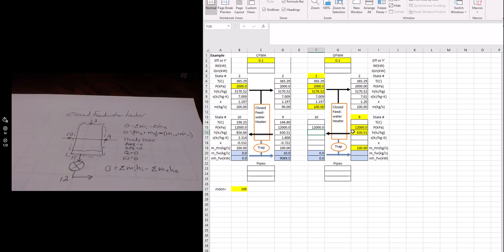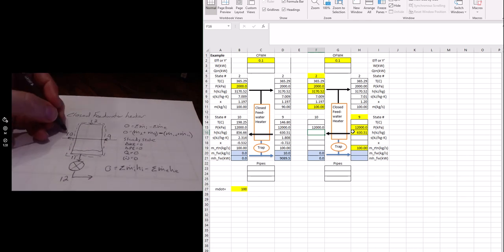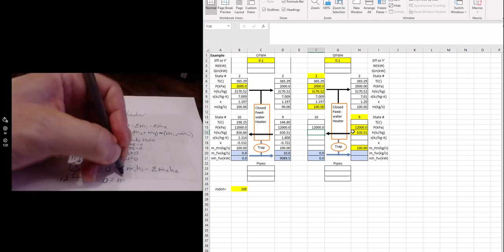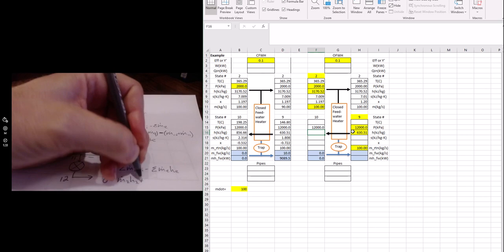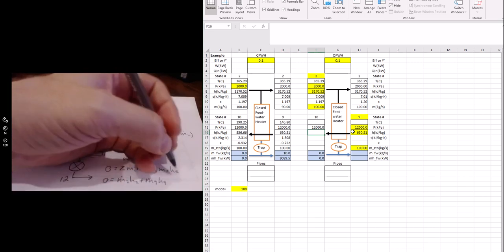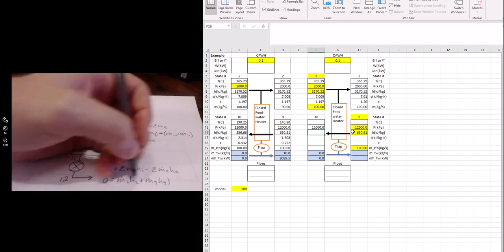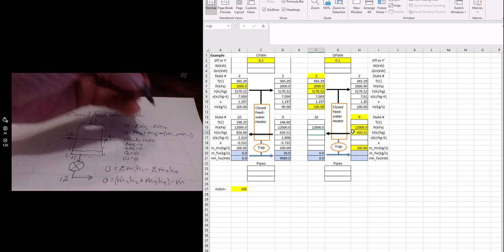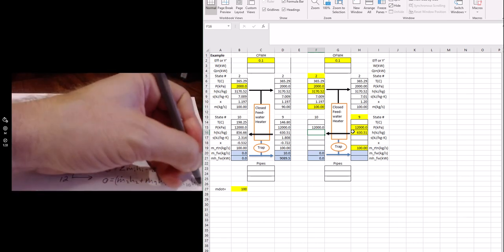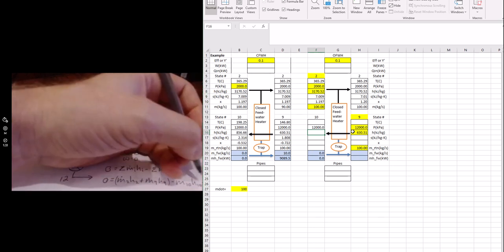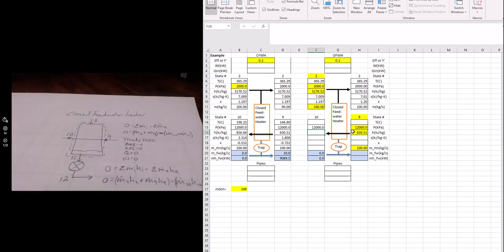Now I can use those to find an unknown state. The unknown state I'm after is this H10. So this gives me 0 equals m dot 2 H2 plus m dot 9 H9 minus m dot 10 H10 minus m dot 11 H11. Actually, let's make that plus. Put it in parentheses.